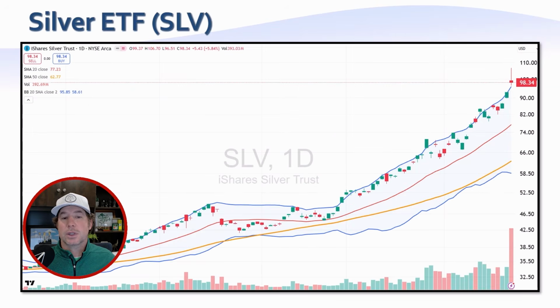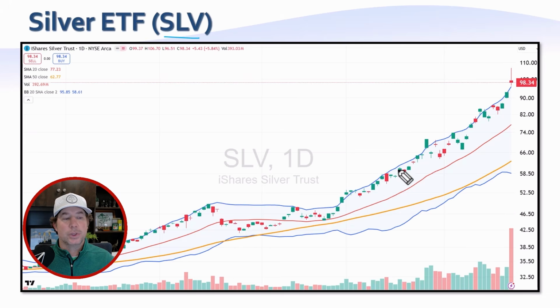If we come over and look at silver, silver's chart has been explosive. Silver prices have gone from $30 for an ounce of silver to over $100 for an ounce of silver in about a year's time. Huge, massive volatility in silver. And you can see it in the chart.